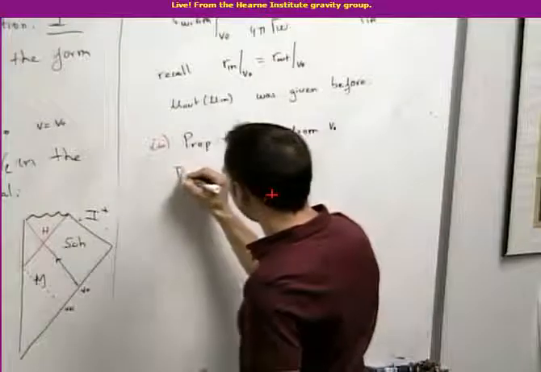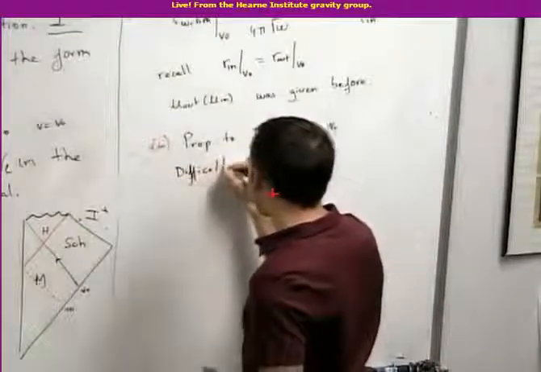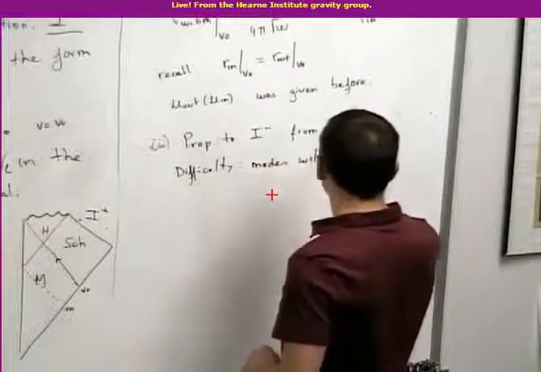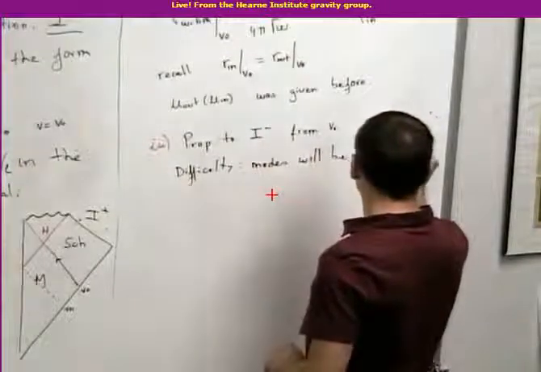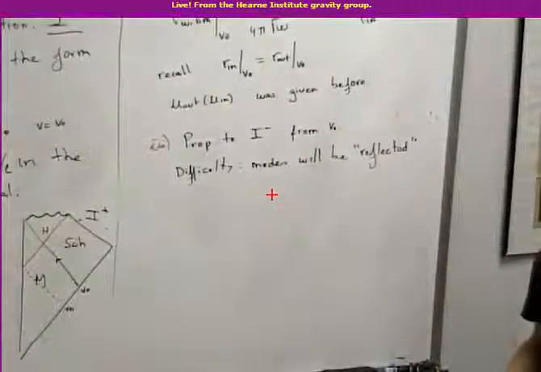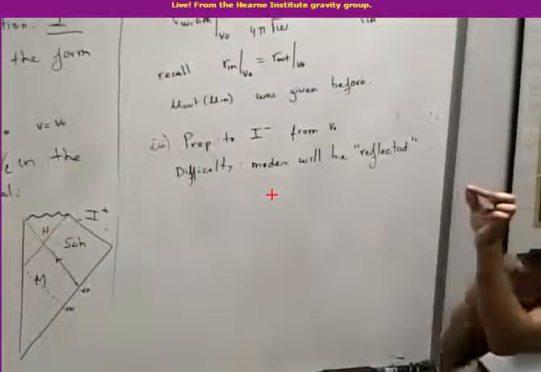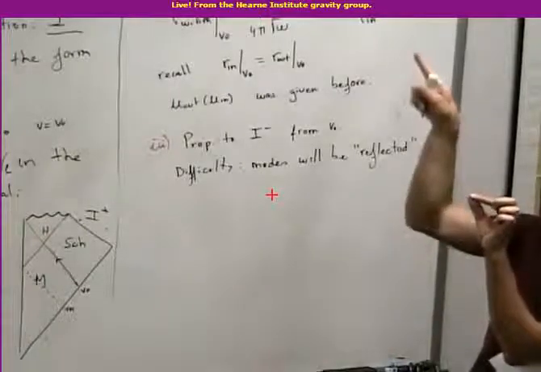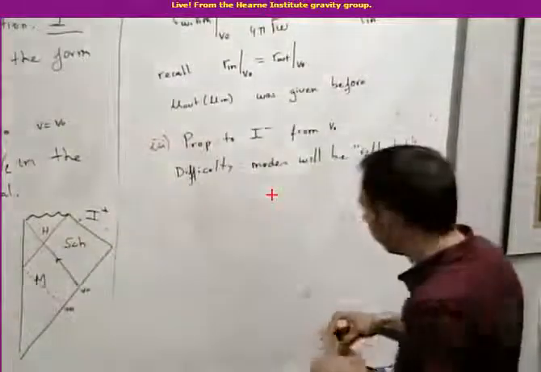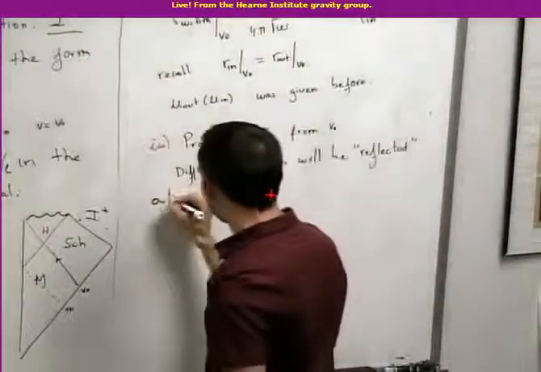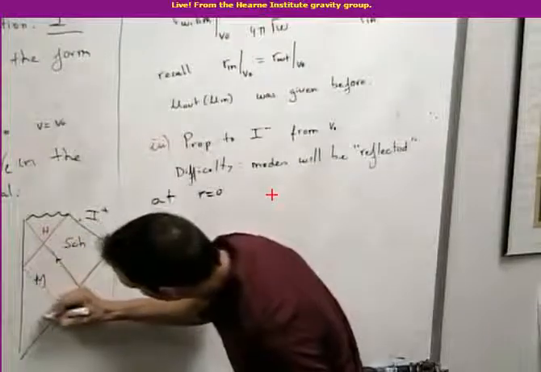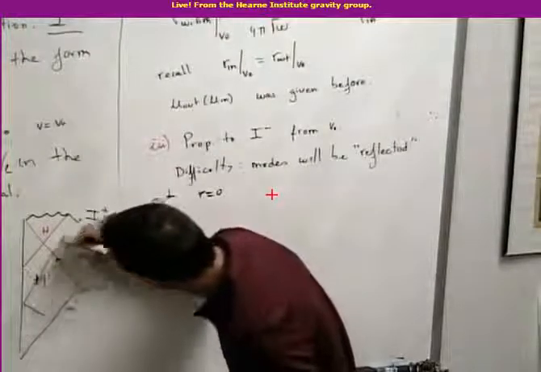The difficulty here is that modes will be "reflected". I write reflected in quotations because there is no real reflection. It's just that if this is the origin of coordinates, a mode which is going out there, if you propagate backward in time, is going in. In this plot, it seems that there is a mirror that reflects at r equals 0. So the modes which are outgoing, in the past they will be incoming. They will do something like that.